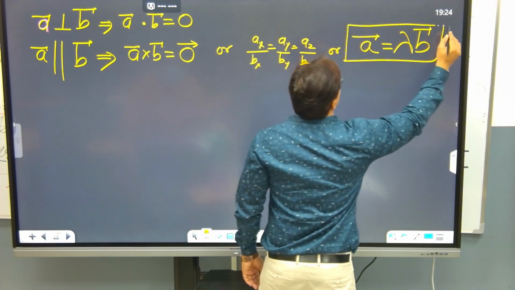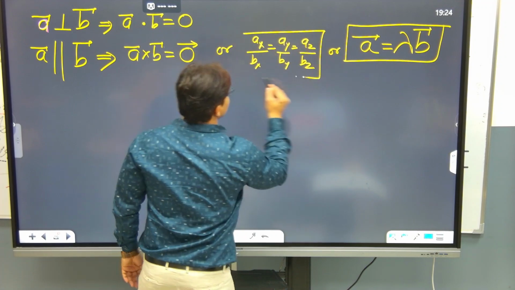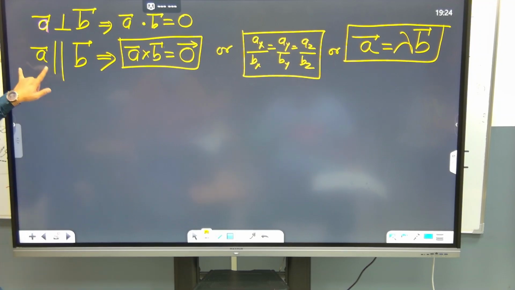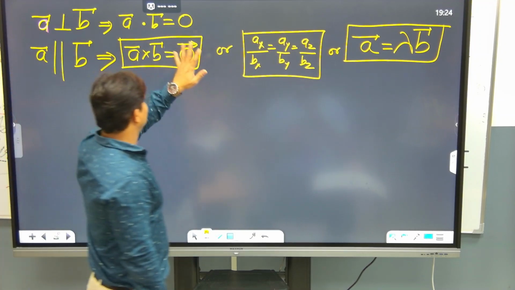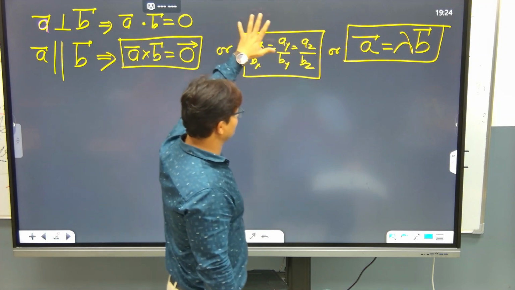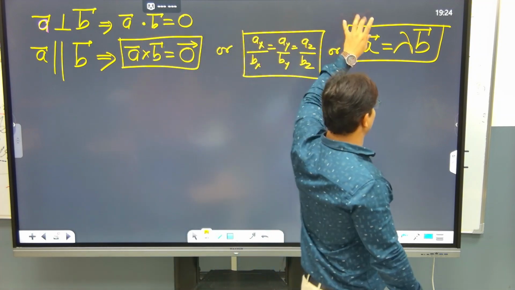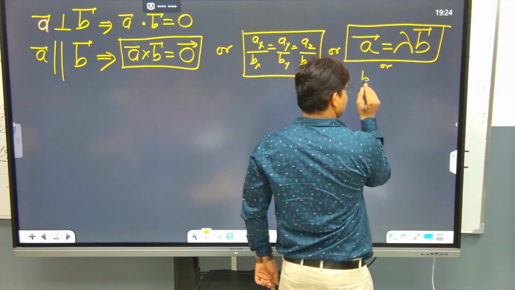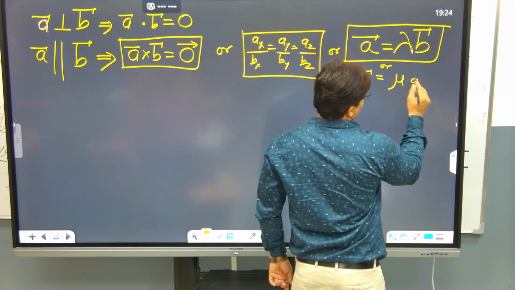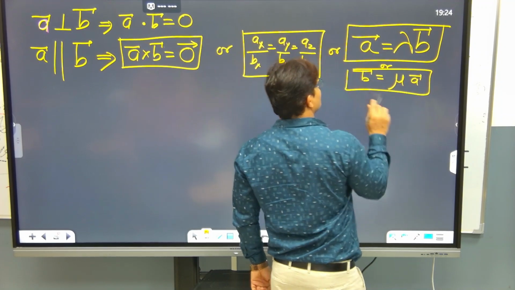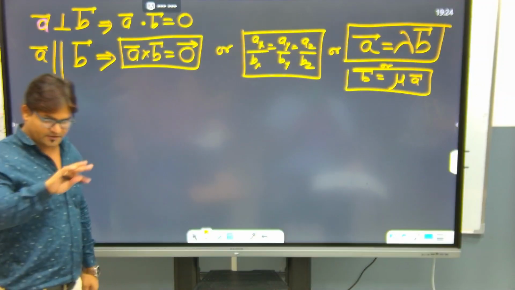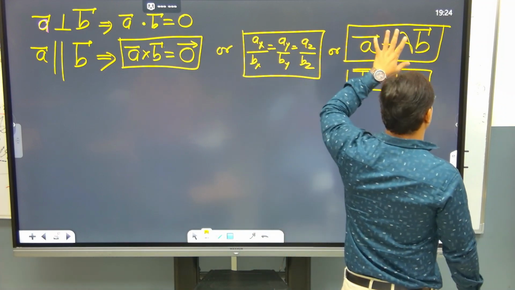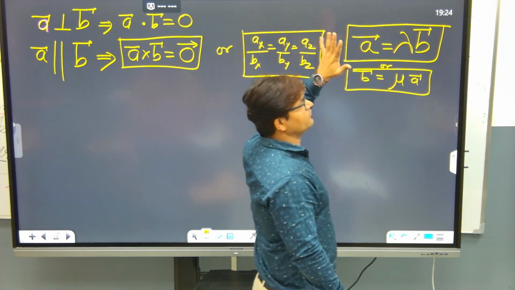Then one vector can be expressed in terms of the other vector. So a vector equals lambda b vector, or we can use that cross product concept. When two vectors a and b are non-zero vectors, we can write their cross product, their coefficients are in the same ratio, or one vector can be expressed in terms of the other. We can even write b in terms of a, no problem: b equals mu a vector. So representing one vector in terms of the other is the most important condition for parallelism or collinearity of two vectors.